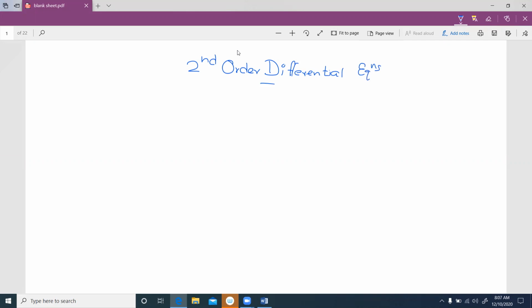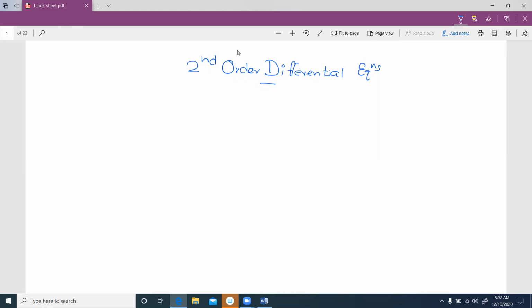Second order differential equations, right? When you are considering a second order differential equation, the power is 2, like in a second differentiation equation. We should be able to solve that kind of situation. That is what you mean by the differential equation.